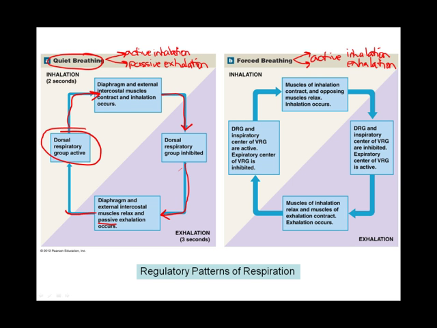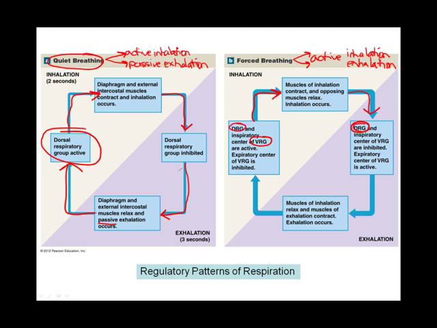So in quiet breathing, DRG only. In forced breathing, the DRG and part of the VRG are active. Keep in mind that in forced breathing, you're also using some accessory muscles, not only the diaphragm, not only the external intercostals, but your sternocleidomastoid, your scalenes. If you look back earlier in the PowerPoint, there are some accessory muscles that are listed. They're both active. The muscles of inhalation contract, opposing muscles relax, inhalation occurs.